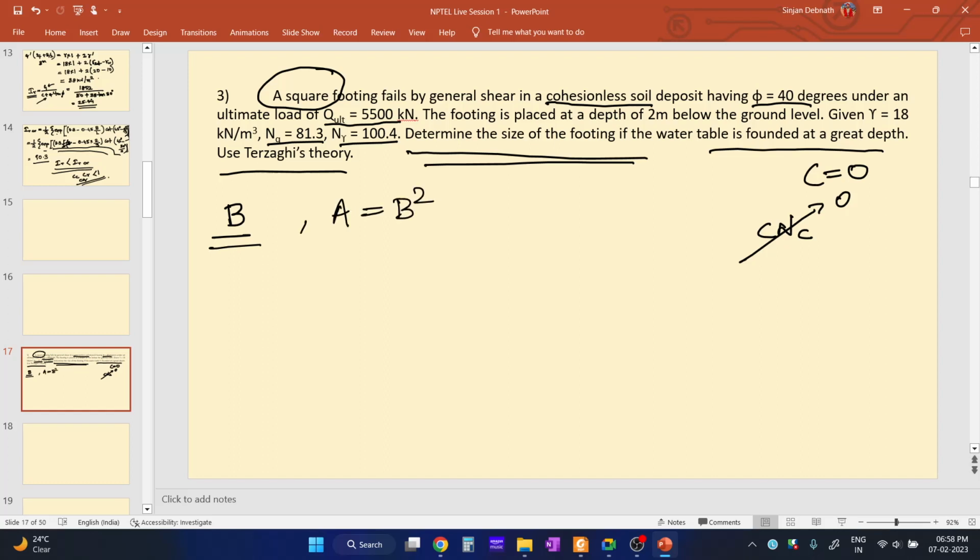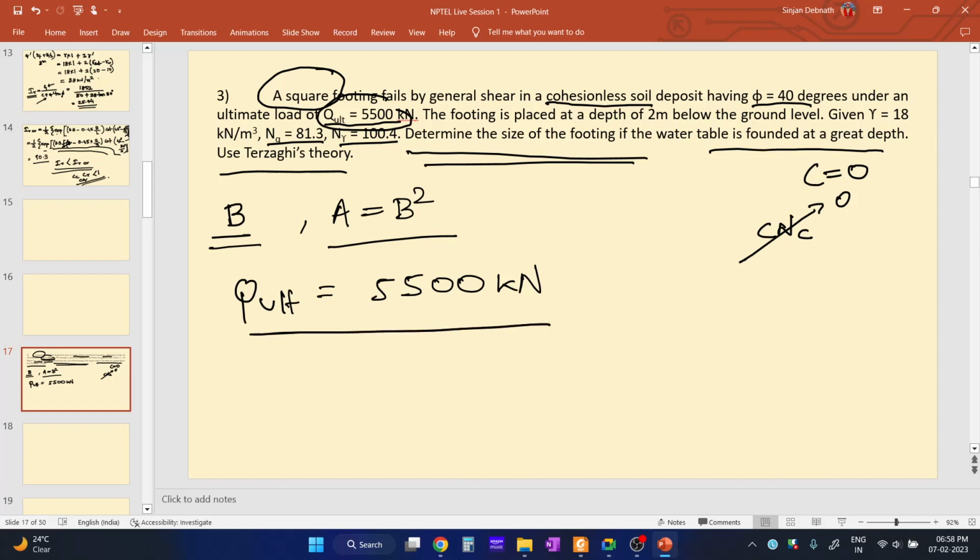B square, right? This is the ultimate load, Q ultimate is equal to 5500 kilonewton. That means the foundation can take this much load. Beyond this load, it will fail. So we can also find the ultimate bearing capacity value from this. How? Q ultimate divided by area, that is 5500 by B square.